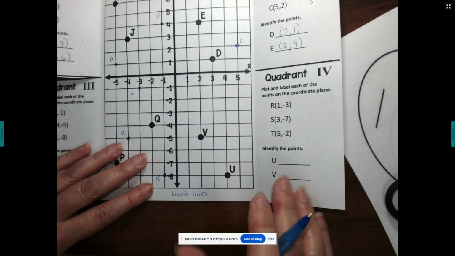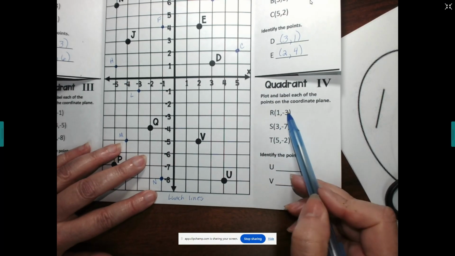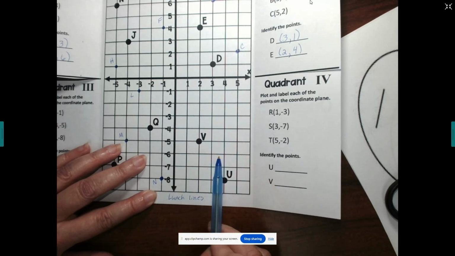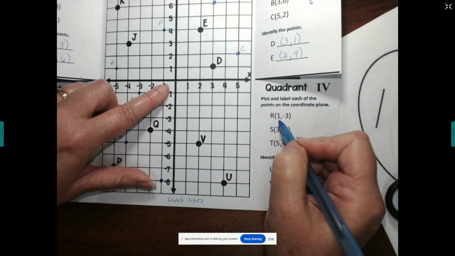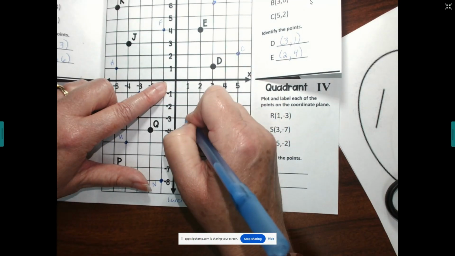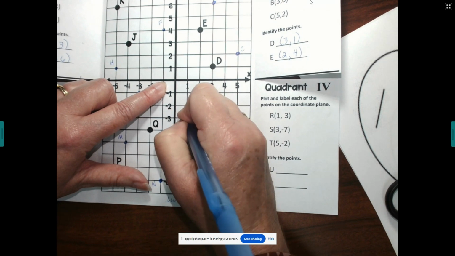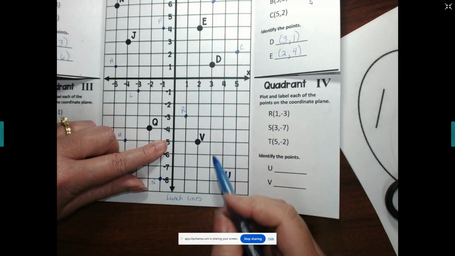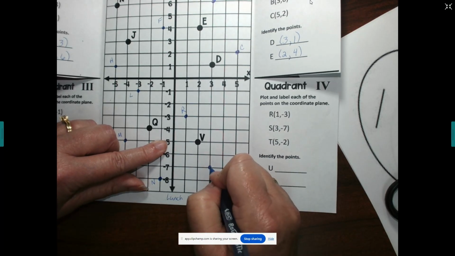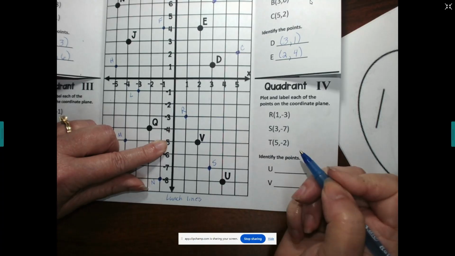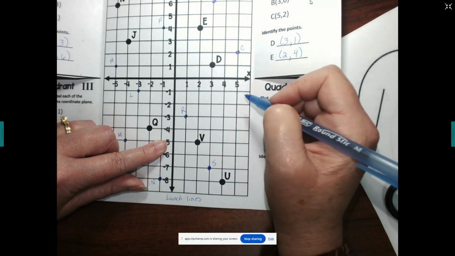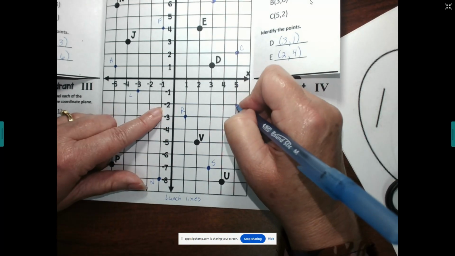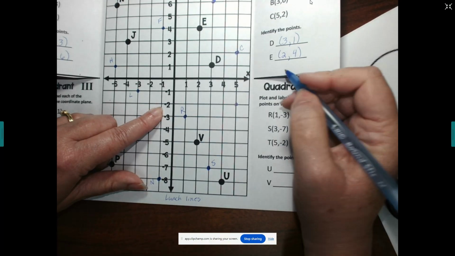And then quadrant 4. Notice our x's are positive, our y's are negative because we're going to the right and down. Positive, negative. All right, point R, I have to go to the right 1 and then down to the -3. Then point S, I have to go to the right 3 and then down to the -7. And then point T, I have to go to the right 5 and then down to the -2 right there. That is point T.